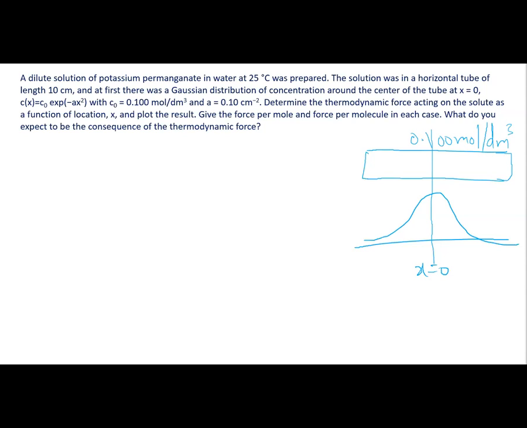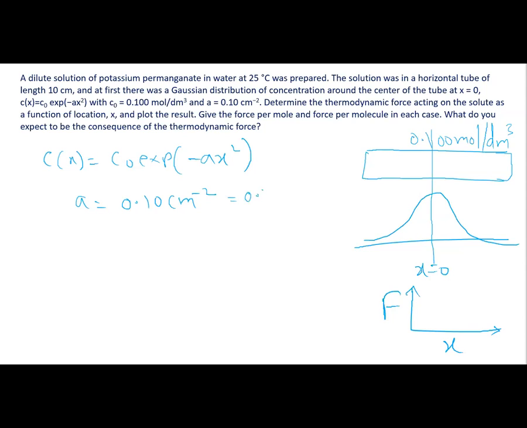We need to plot the thermodynamic force F as a function of the location. So let's solve this. Consider again C of x, the Gaussian function: C of x is equal to C naught exponential minus ax squared. We know C naught and A is also given, but let's convert A in terms of per meter squared, which is going to be 0.10 times 10 power 4 per meter squared.